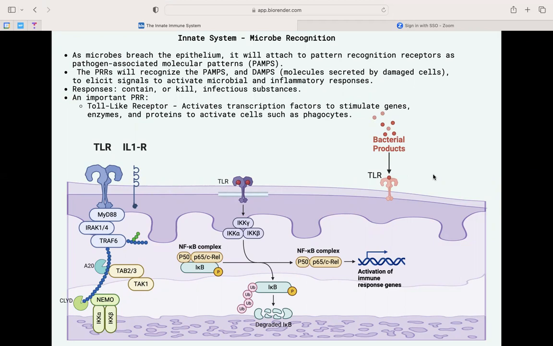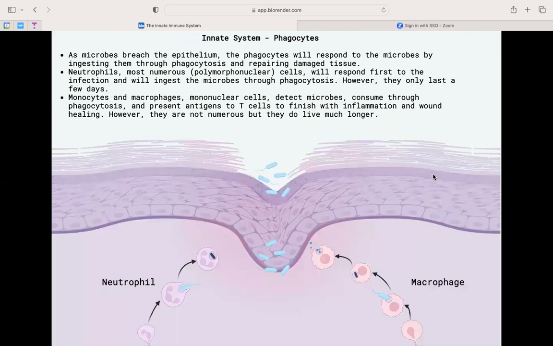An important PRR is the toll-like receptors, or TLR, which can activate transcription factors to stimulate genes, enzymes, and proteins that can activate cells, such as the phagocytes. Once an infectious agent has invaded the tissues, the phagocytes, namely neutrophils and macrophages, will respond to the microbes in order to ingest them and then fix damaged tissues.